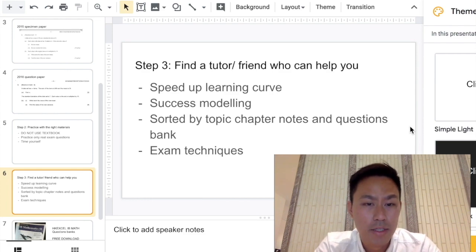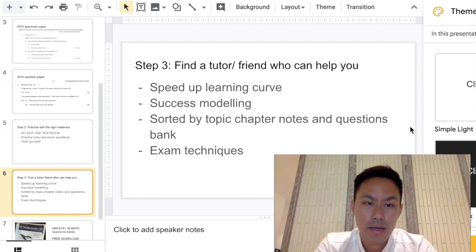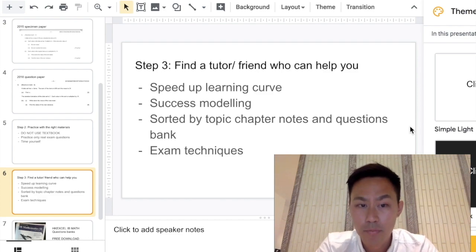So you will have to find a tutor or friend who can help you out if you're bad at IB Math. For example, if you're right now level 3 or 4 and the IB exam is coming in 3 months' time, then you won't be able to cram all the chapters, because there are over 30 to 40 chapters. It's just a matter of a few months, you won't be able to learn all the stuff.